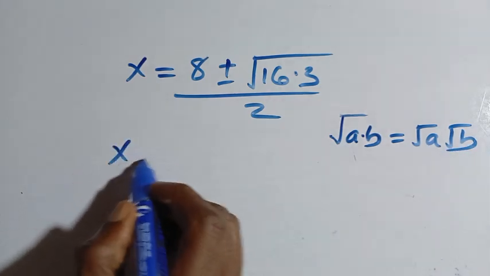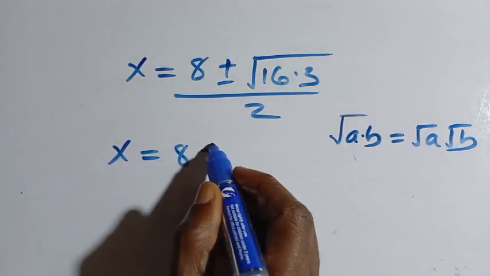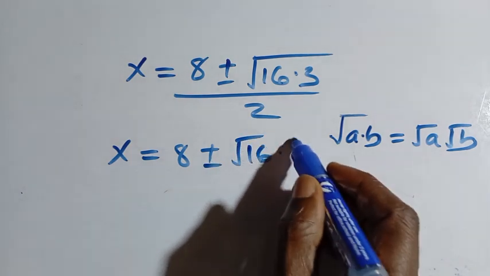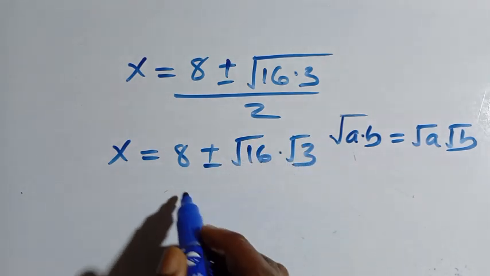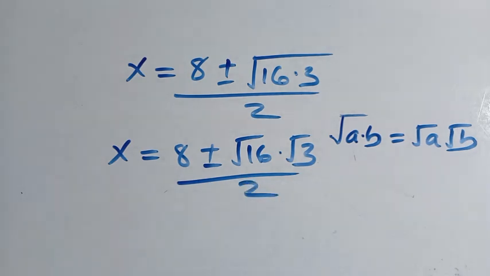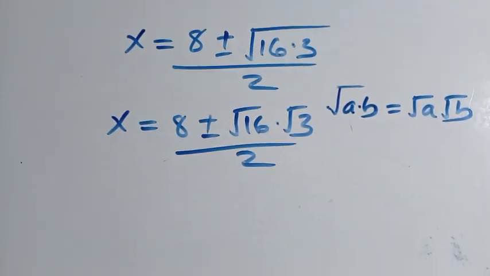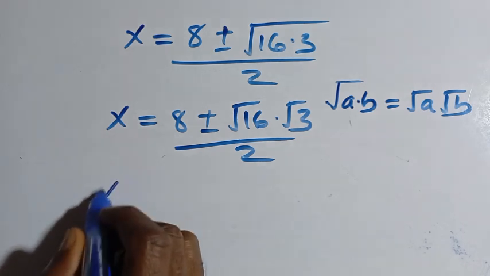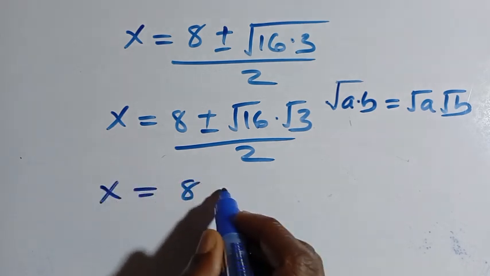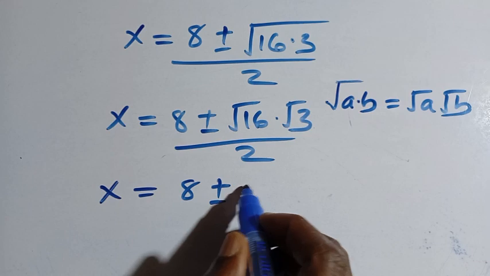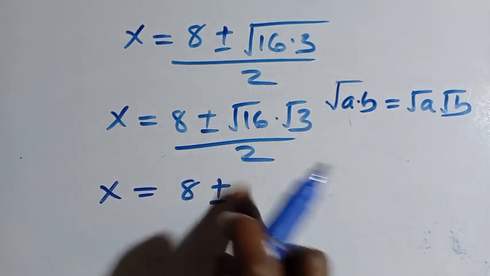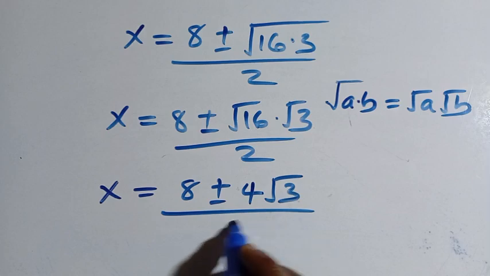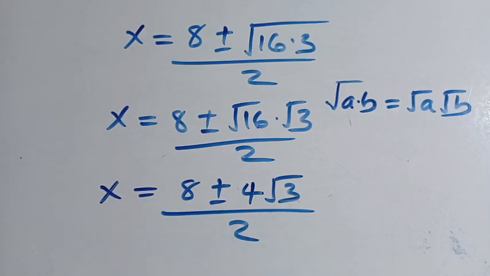Then here we have x equals 8 plus or minus square root of 16 multiplied by square root of 3, divided by 2. And here the square root of 16 is a perfect square. So we have x equals 8 plus or minus, and the square root of 16 gives us 4, then multiplied by root 3, divided by 2.